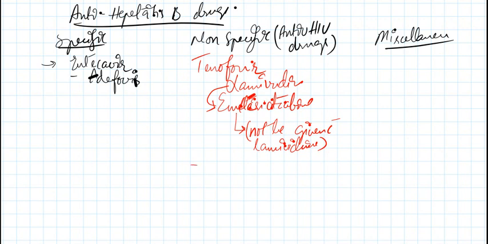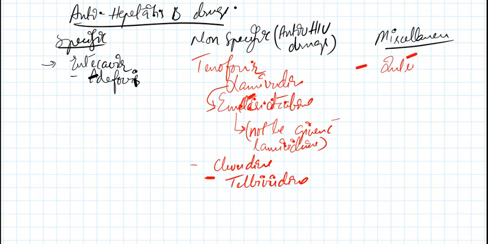Next, clevudine. Next, telbivudine. Now, just one minute, please. Yes. Now, what are the miscellaneous drugs? When it comes to miscellaneous drugs, it is interferon alpha. Then oral ribavirin.